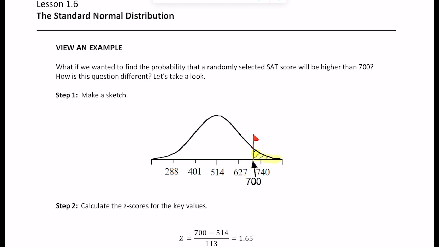So if I'm looking at my sketch now, since I don't really have an upper bound or a right z value, I need to think about how I'm going to write that in my calculator command. So we know that our z-score for 700 is 1.65. Okay, we've been using that same value. So let's add that to our graph. So z equals 1.65. But remember, one of the properties of the normal distribution is that it goes on forever to positive infinity.